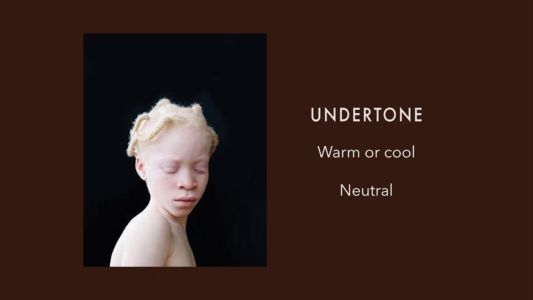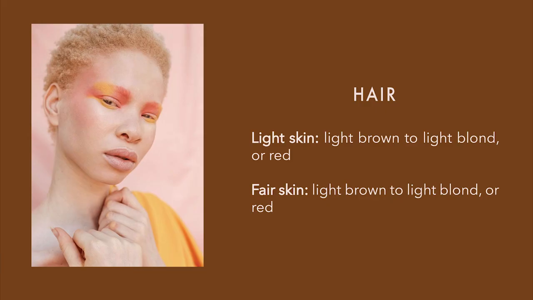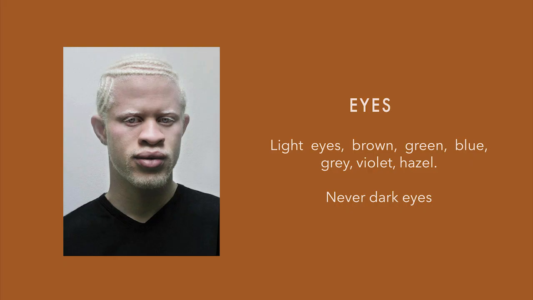Undertone. They are usually neutral, but they can be warm or cool as well. Hair. Whether you have light or fair skin, your hair will usually be light brown, light blonde, or light red. Eyes. Just like dark types, their eyes are very easy to recognize because they will always have light eyes. They can be green, blue, gray, hazel, violet, or light brown, but they don't have dark brown or black eyes. If you do, you might be a soft type instead.